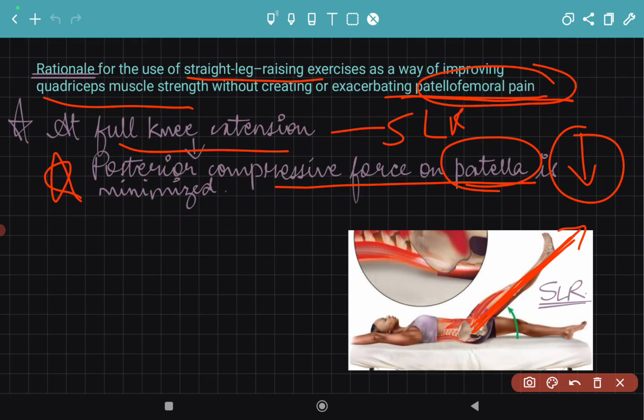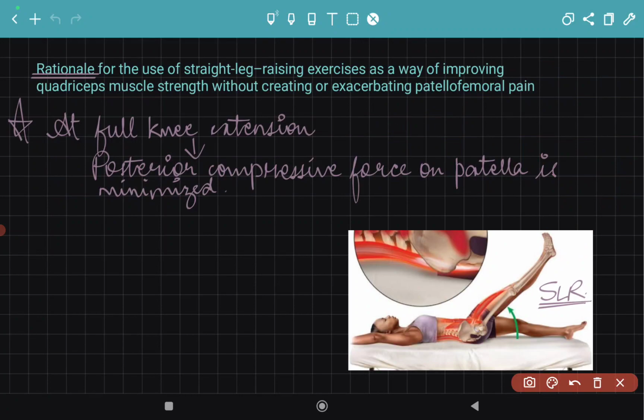So in patients who are having this patellofemoral pain, specifically, going for SLR is much more beneficial. Or in any other patients where pain is the presenting factor, going for SLR helps, because the posterior compressive force on the patella is minimized in this position, and at the same time we can strengthen the quadriceps muscle.